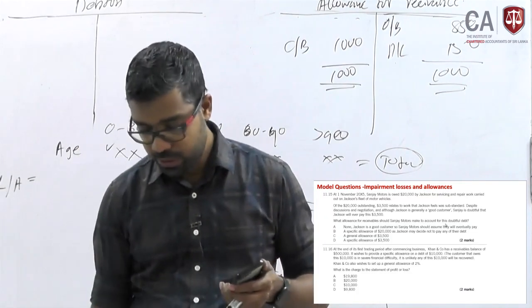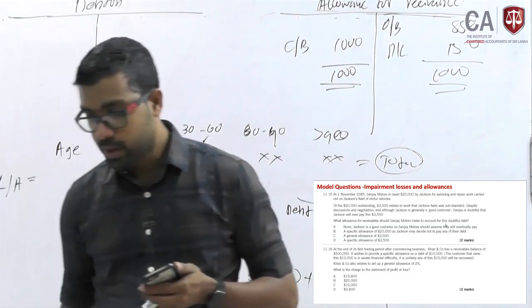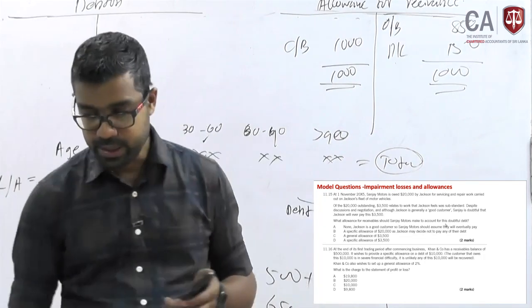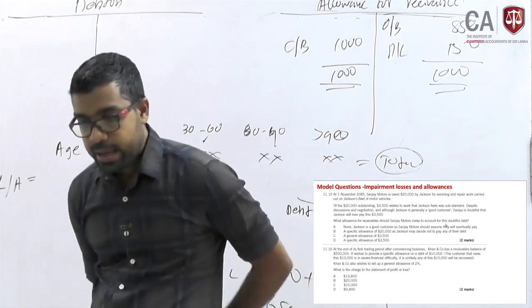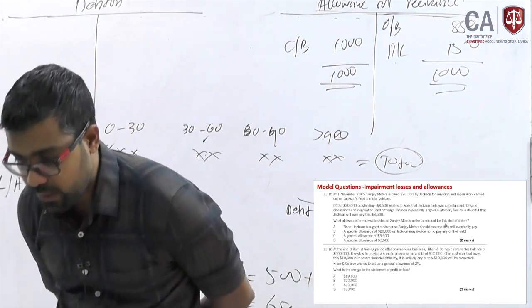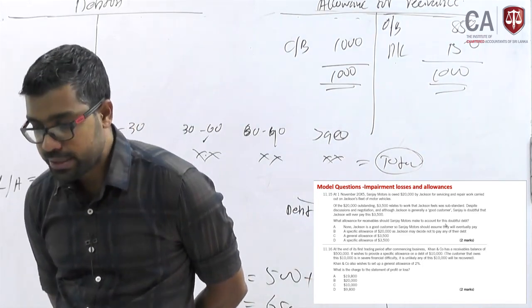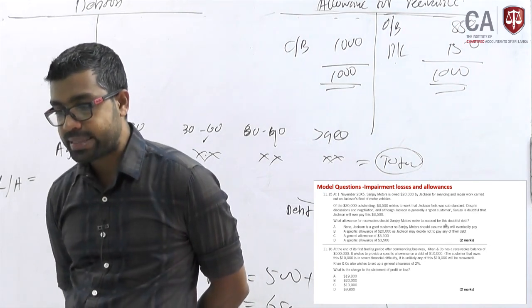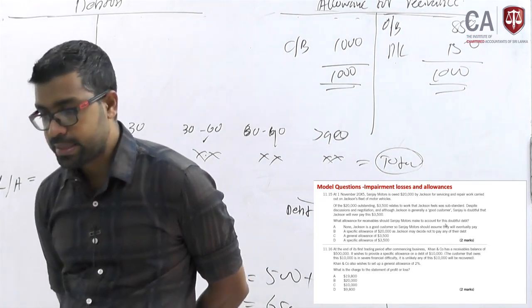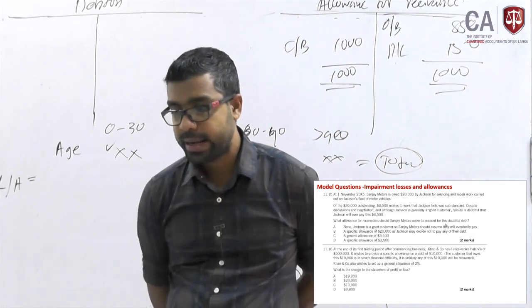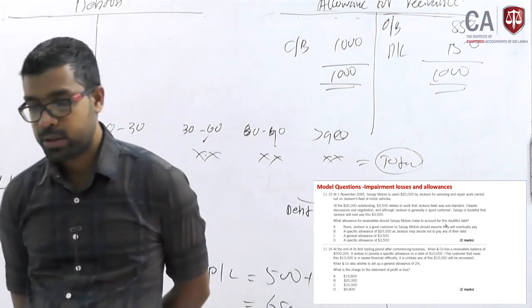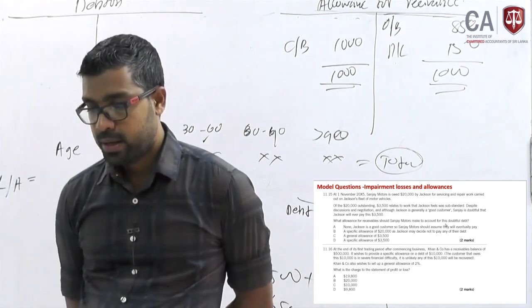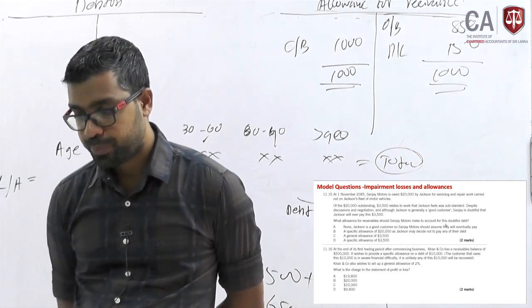Yeah, question number 15. Read it. At 1st November 2005, Sanjay Motors is owed 20,000 by Jackson for service and repair work carried out on Jackson's fleet of motor vehicles. From Jackson, a 20,000 amount is receivable.